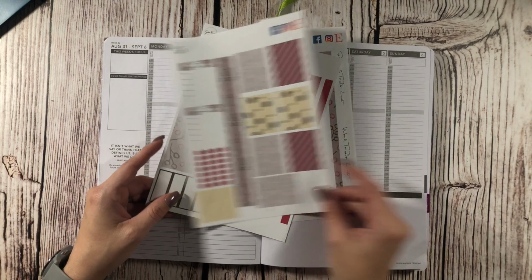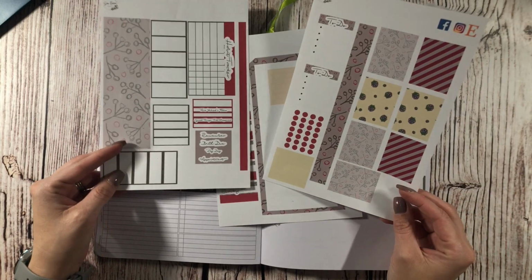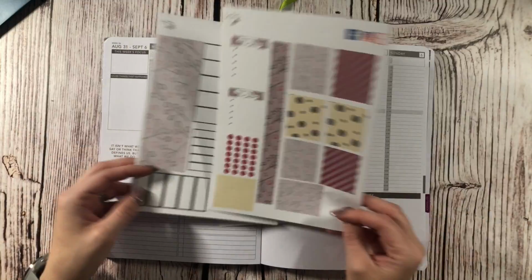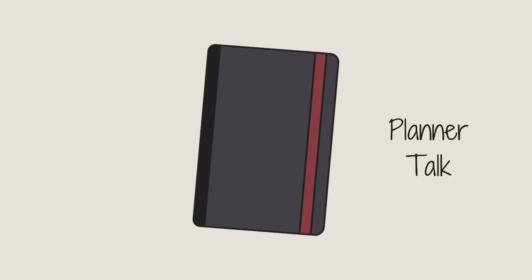I'm going to be using a kit from Sean Emma Makes, and it's a berry kit, which is very fitting for this time of the year. So let's get started.